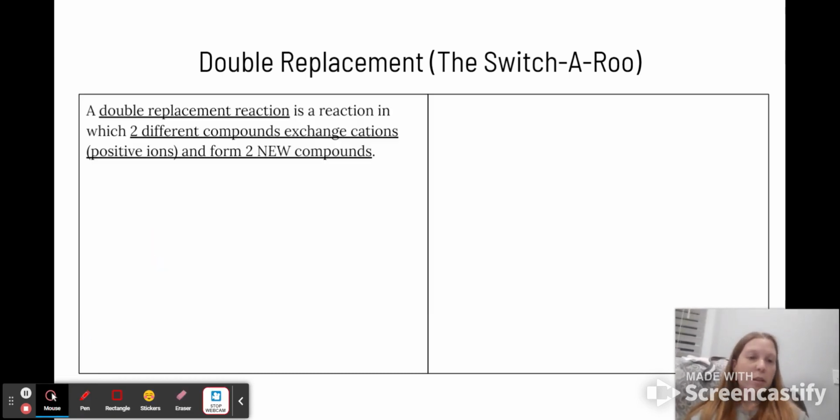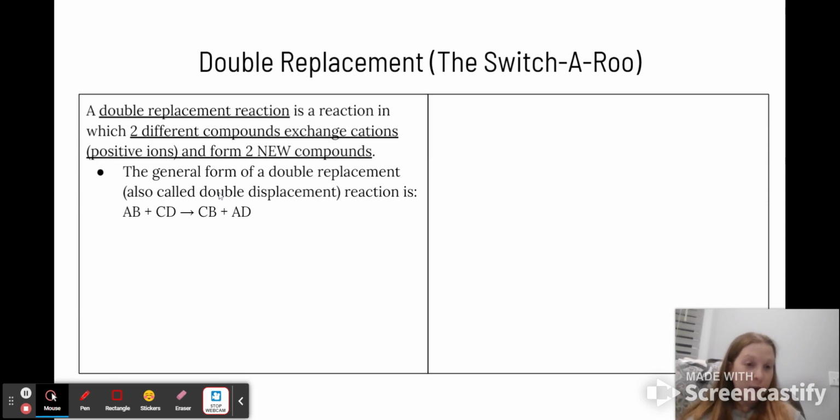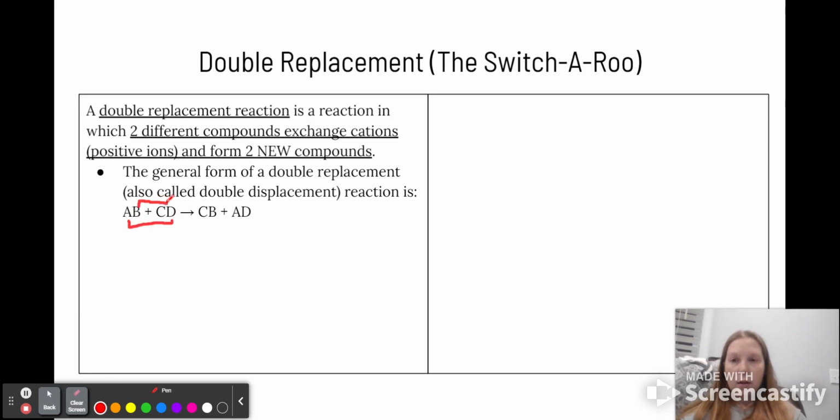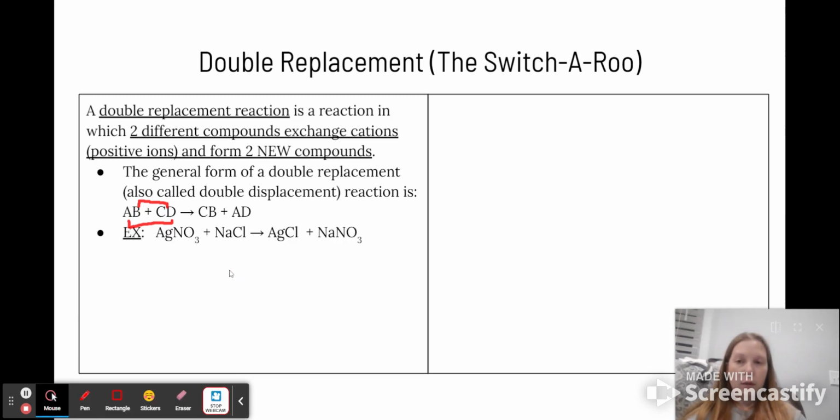So now double replacement is the switcheroo. So you've got elements within 2 compounds that switch places with each other. So it says here to exchange your cation, so you're going to flip the first element. So this will be AB plus CD yields CB plus AD. So as you can tell here, our outers go together and our inners go together. So you can see how we switched there. So an example is silver nitrate and sodium chloride form silver chloride and sodium nitrate.